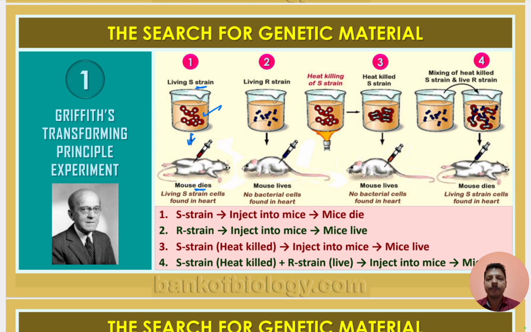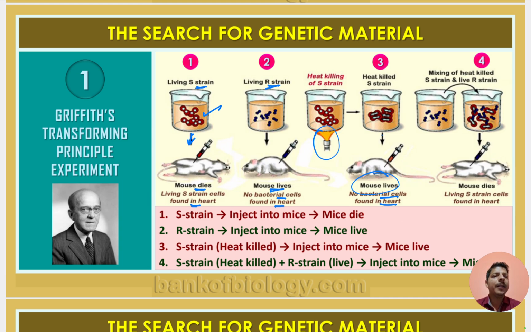As you can see, living smooth strain cells are found in the heart muscles. Then living R strain is injected into the mice and the mouse lives. No bacterial cells are found in the heart. Then what did he do? He heat killed the S strain. He applied heat to the S strain, then injected it into the mice, and the mouse is alive and no bacterial cells are found in the heart.